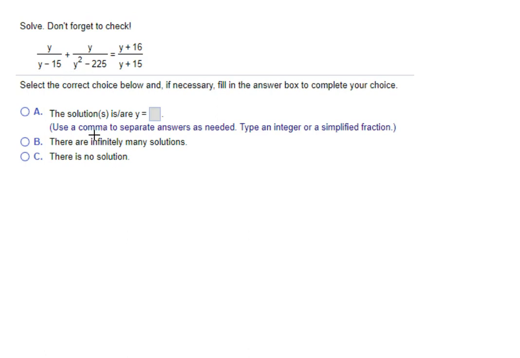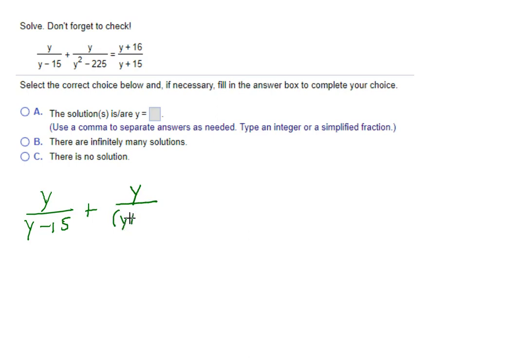We're going to have to use the general process, which is very similar to simplifying the complex fractions that we saw in the last video. You will factor your denominators, find the LCM, the common denominator, and then multiply it to both sides of the equation to get rid of all the fractions. So first we'll start by factoring. This y squared minus 225, that's the only thing we can factor, but I'm going to copy everything else down. So we'll have y over y minus 15 plus y over the y squared minus 225.